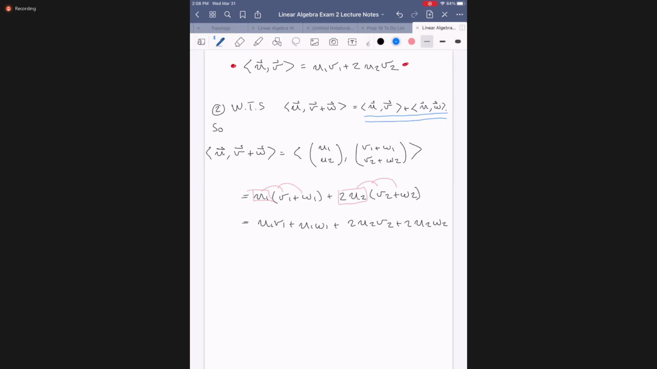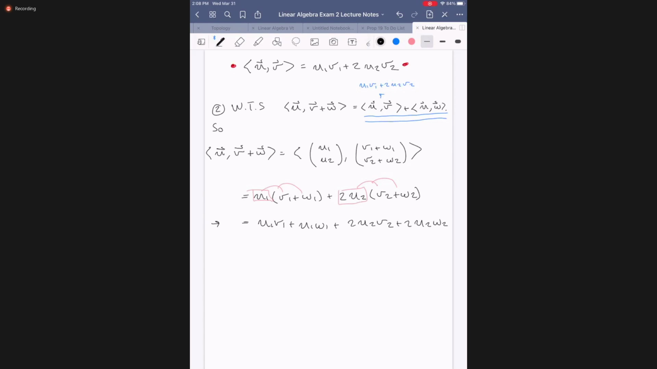So if you're having trouble trying to make it look like a certain thing when you're trying to show these things, just write out what this looks like right here. That thing is going to look like u1 v1 plus 2u2 v2, and this thing right here is going to look like u1 w1 plus 2u2 w2. So just imagine what they look like at the end, and then go into these intermediate steps and try to rearrange everything to make it look like this.